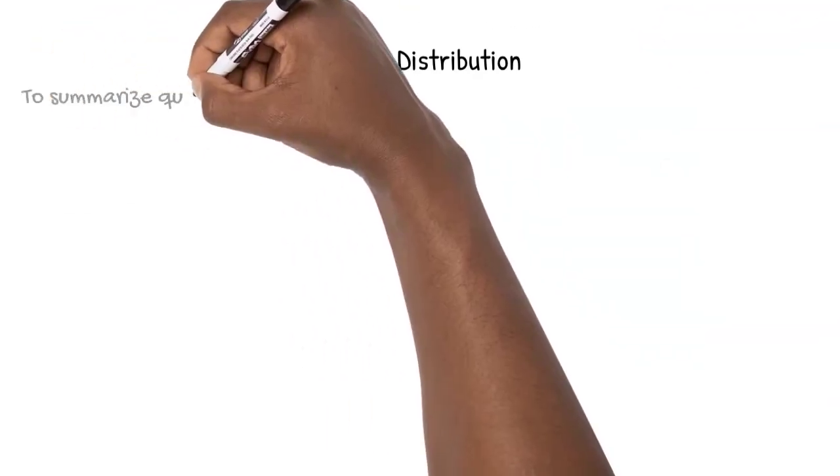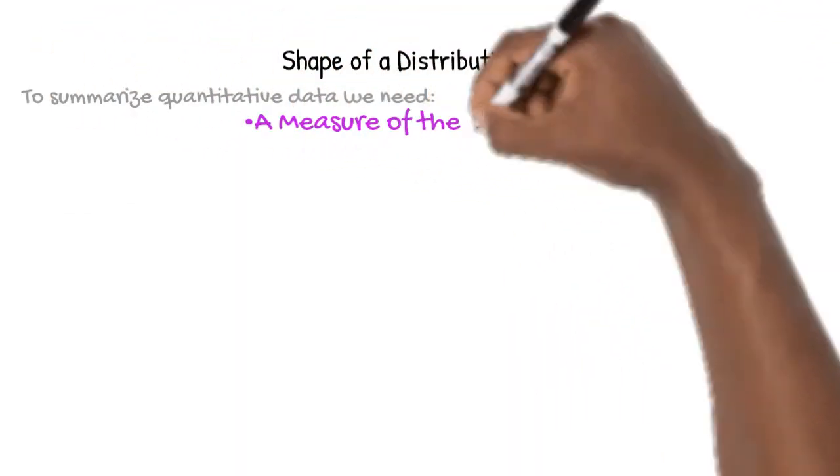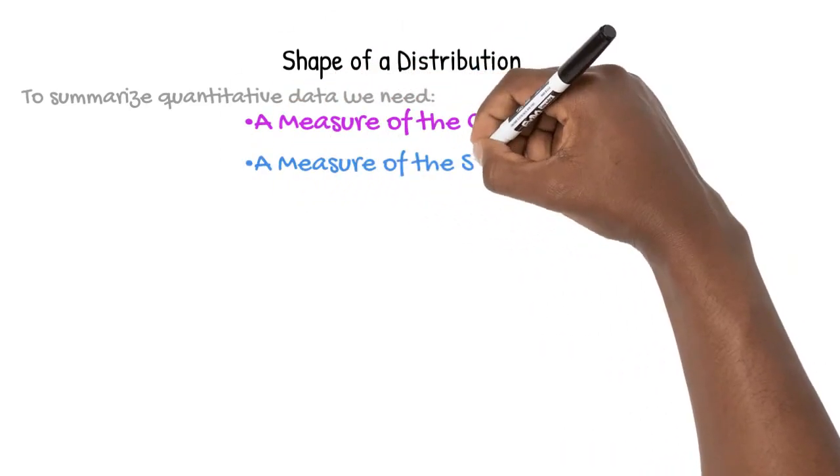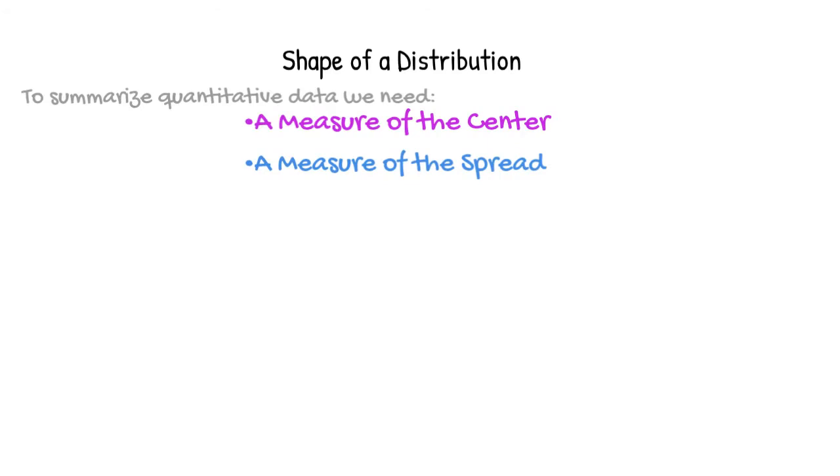To summarize quantitative data, we need a measure of the center. By this, I'm referring to the mean or median. We also need a measure that tells us how the data is spread. This could be either range and interquartile range or standard deviation. We'll look at how to calculate these numbers in future lessons, but for now, let's make sure we know how to select the appropriate measurement to calculate when presented with a set of data.